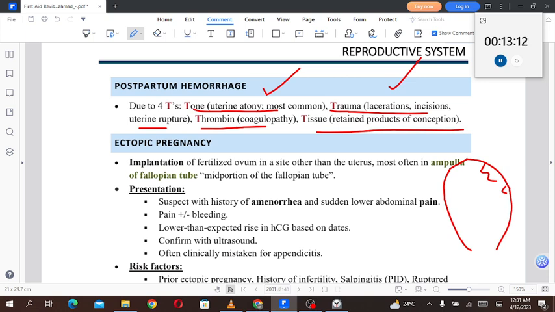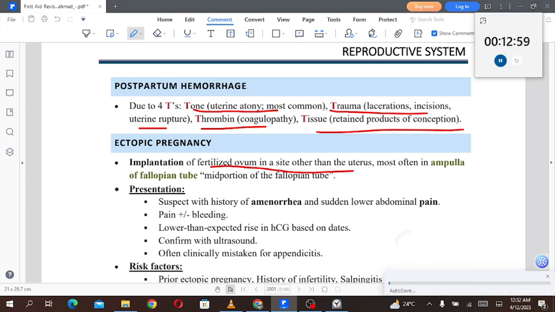Then we have ectopic pregnancy. What does that mean? In the case of ectopic pregnancy, implantation of fertilized ovum occurs in a site other than the uterus, most often in the ampulla of the fallopian tube. So we talked about that before this as well.